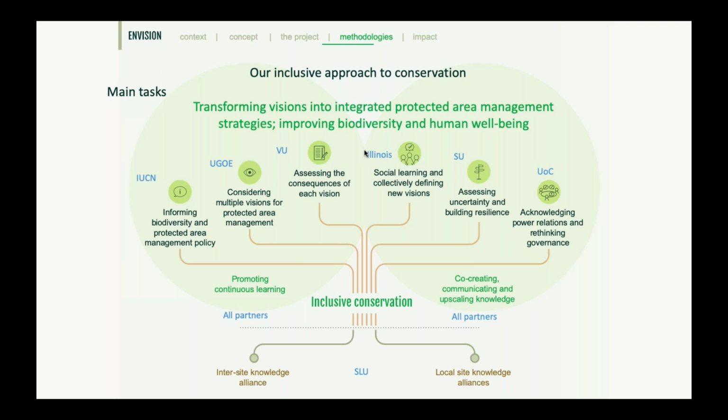Clearly, there's a strong power dynamic to identifying, sharing, and trying to balance visions, and hence we also want to look at how we can acknowledge power relations and rethink governance to incorporate those power relations. And that's where University of Catalonia is focusing. And SLU is, of course, looking at the whole project as coordinator of inclusive conservation.